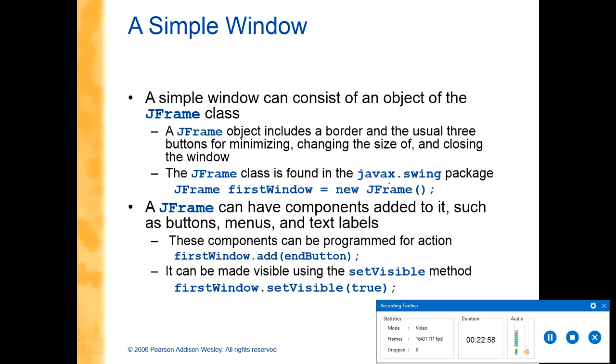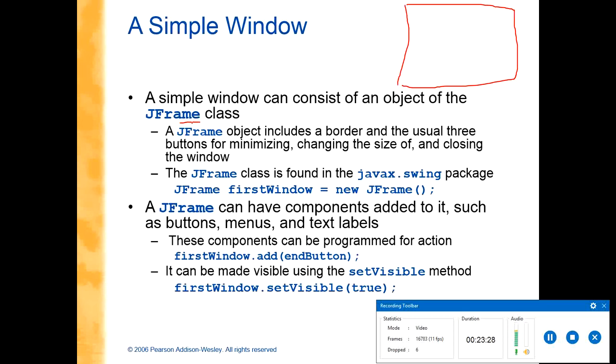Now let's start with creating our first swing program. Let's start understanding the different kinds of objects that we are going to use for creating our GUI based program. So a simple window can consist of an object of the JFrame class. So the first requirement is we need to create a frame or a window.